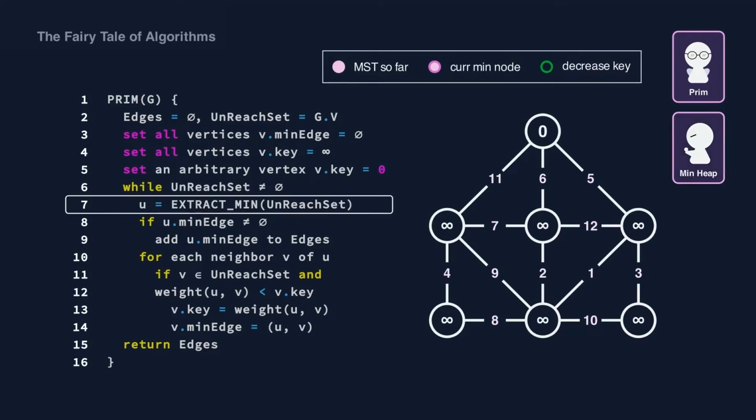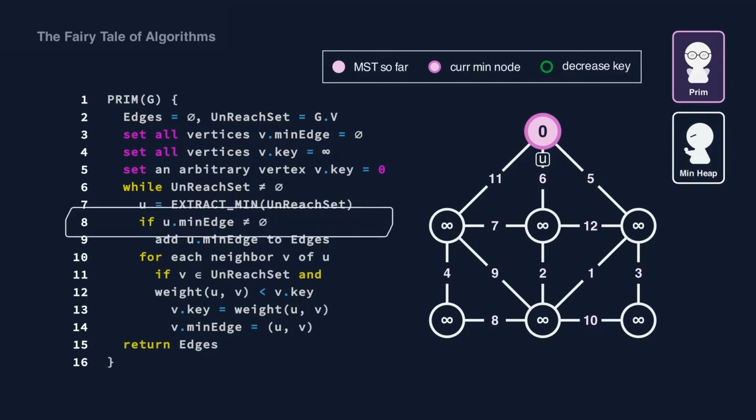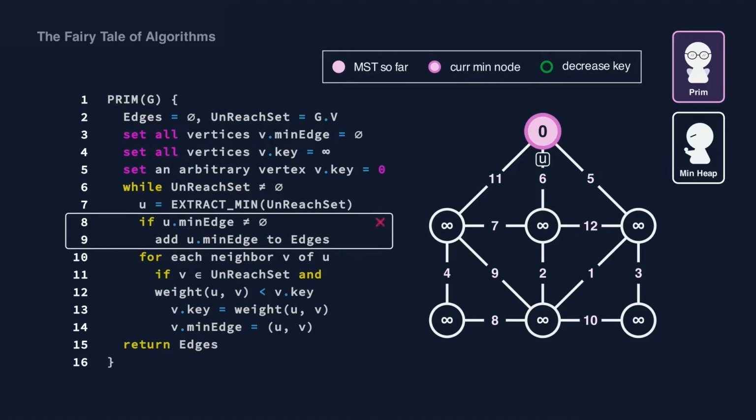Next, Prim will need to find a node that is closest to the current MST. Since he's collaborating with frugal Mr. Minheap, he gives all nodes to Mr. Minheap and lets him extract the min. Of course, at this time, the smallest is the node we just arbitrarily selected. Let's call it node U. After that, Prim wants to add the edge responsible for this shortest distance. The first node doesn't have an edge like this though, so he skips.